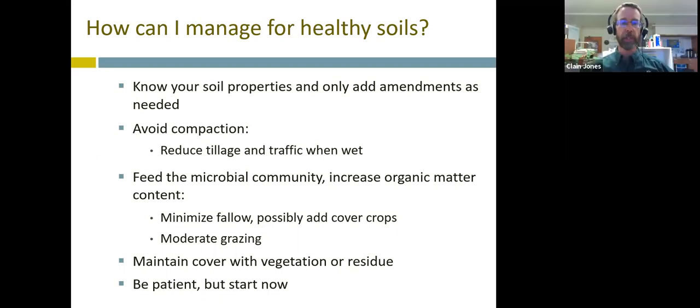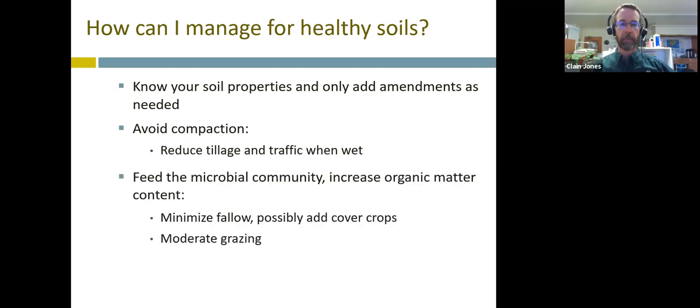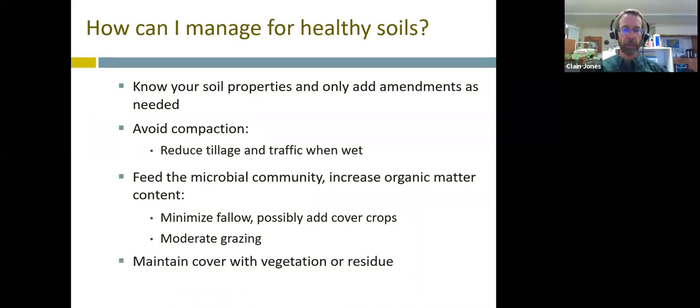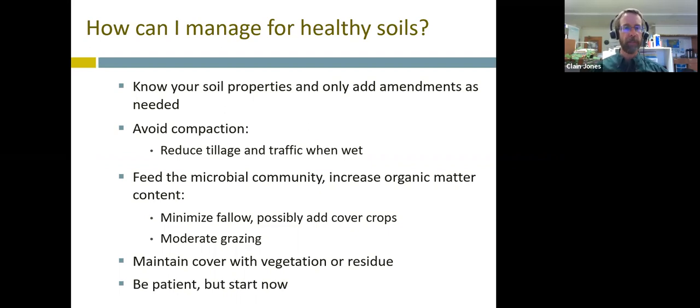Yeah, definitely reduce your tillage and traffic when the soil is wet. Feeding the microbial community is important by minimizing fallow and possibly adding cover crops. Just grazing moderately so you don't reduce too much of your hay or your shoot residue, and maintaining cover with vegetation or residue. And then finally, you really need to be patient. As I showed, it can take a long time to build soil organic matter and soil health. But the sooner you start, the sooner you'll see results.